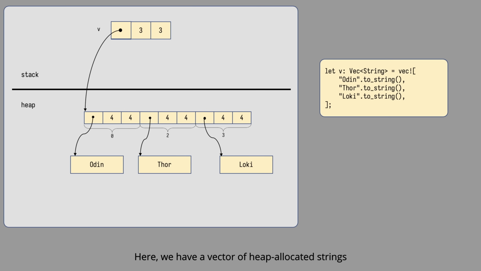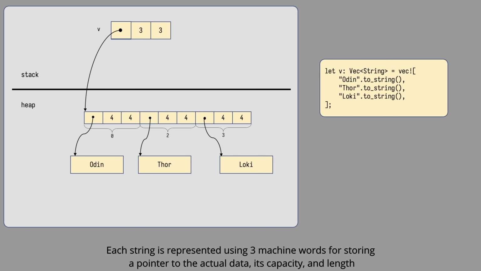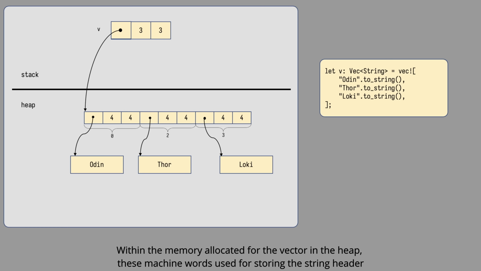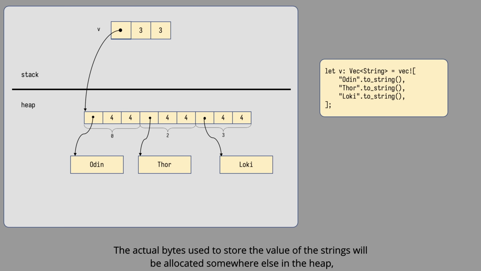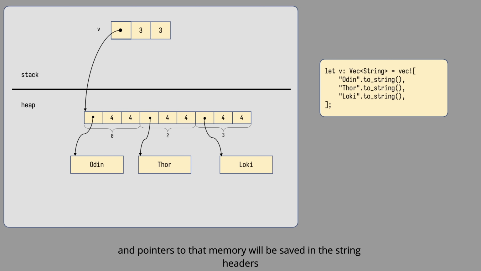Here, we have a vector of heap allocated strings. Each string is represented using 3 machine words for storing a pointer to the actual data, its capacity, and length. Within the memory allocated for the vector in the heap, these machine words used for storing the string header will be placed side by side. The actual bytes used to store the value of the strings will be allocated somewhere else in the heap, and pointers to that memory will be saved in the string headers. Within the stack frame of the function, 3 machine words will be allocated for variable v to store the header of a vector, and it will have a pointer to the heap allocation. In terms of ownership, we say the variable v owns the whole heap allocation. Since Rust doesn't have a garbage collector, this variable is responsible for cleaning up the heap allocation when it goes out of scope.